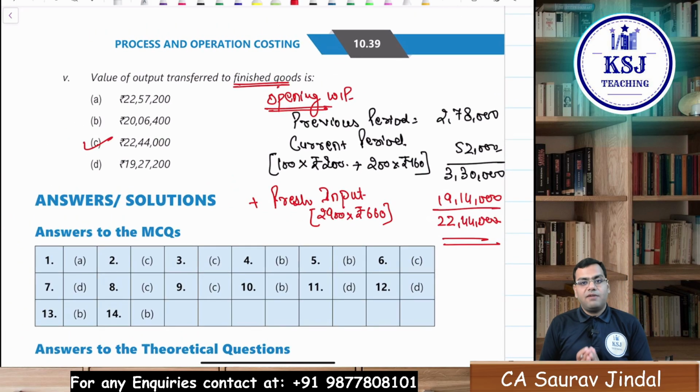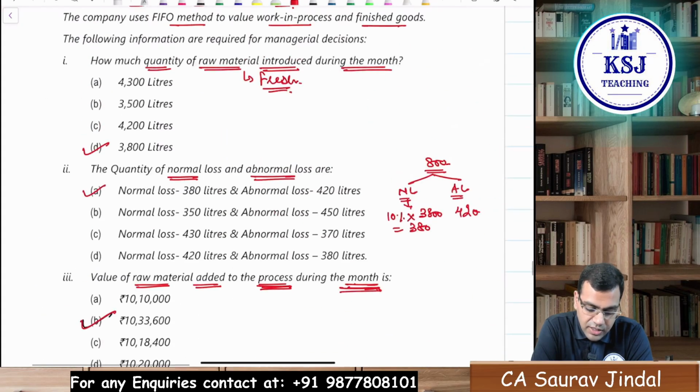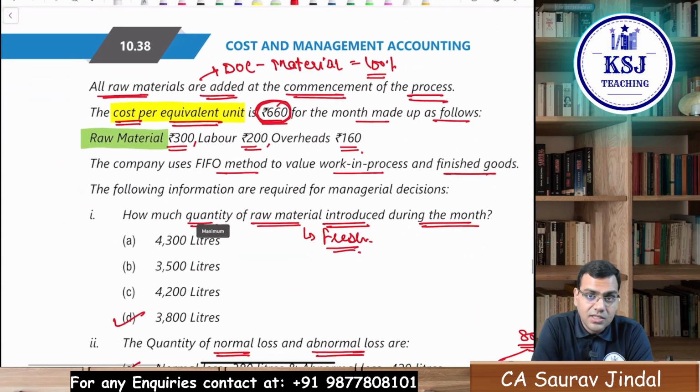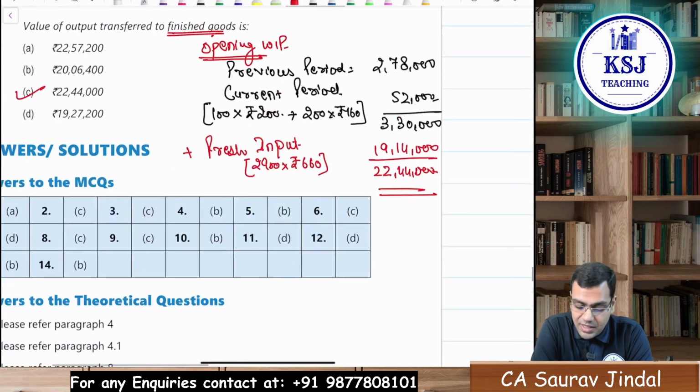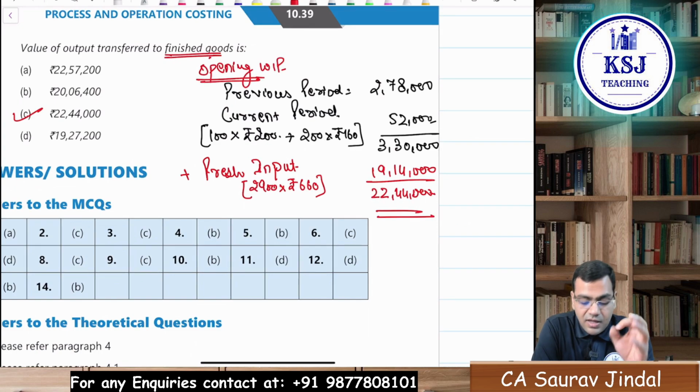So finished goods will have two components. One, that from opening WIP, because some part of the opening WIP was completed and transferred to the finished goods in this particular period, plus whatever is incurred on the fresh input. On the fresh input, you will incur 100% of material cost, 100% of labor cost, and 100% of overhead cost. So this cost per equivalent unit given as 660 includes material, labor, and overhead cost. Whereas in case of opening WIP, only the previous period cost is given. In the current period, the cost is incurred only on labor and overheads, not on anything else.